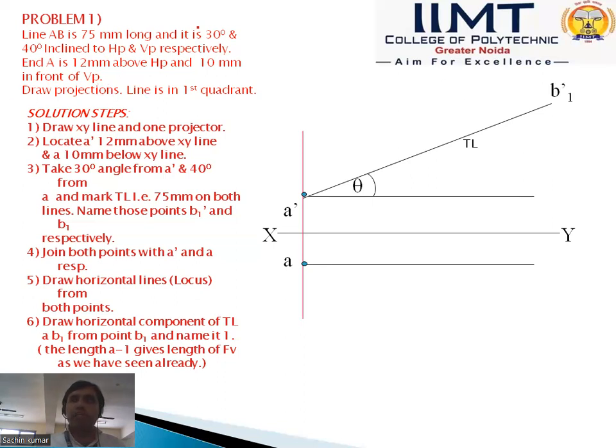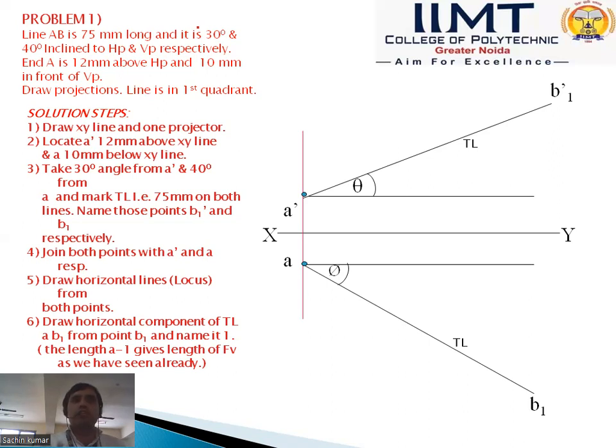b dash b1. That is not a true front view because we assume that it is 30 degree inclined to HP and parallel to VP. So we can use a dash b dash 1, which is not the actual front view. So in the second case, we can assume that the line is 40 degree inclined to VP and parallel to HP, then A and B, so that is phi inclined to VP. So A B1 is not a true top view, because we assume the line is 40 degree inclined to VP and parallel to HP.